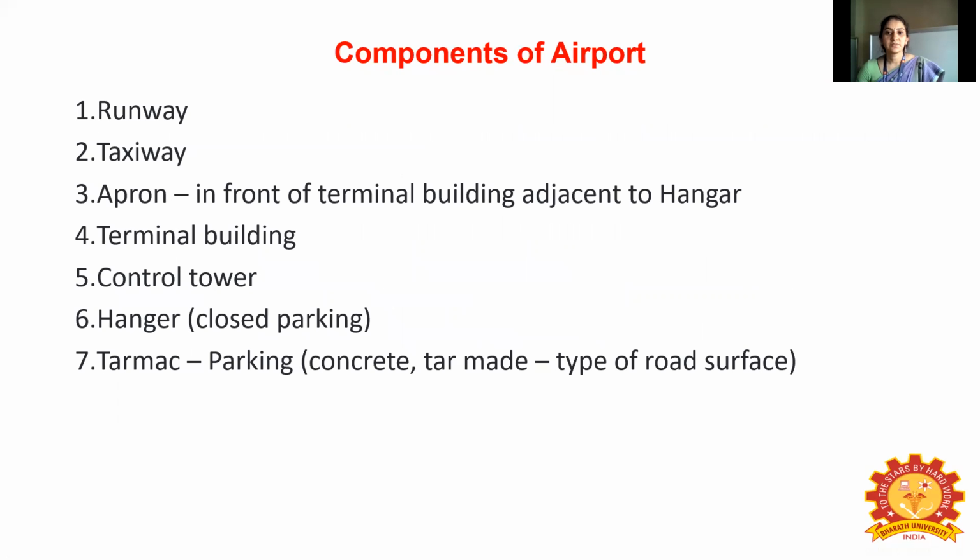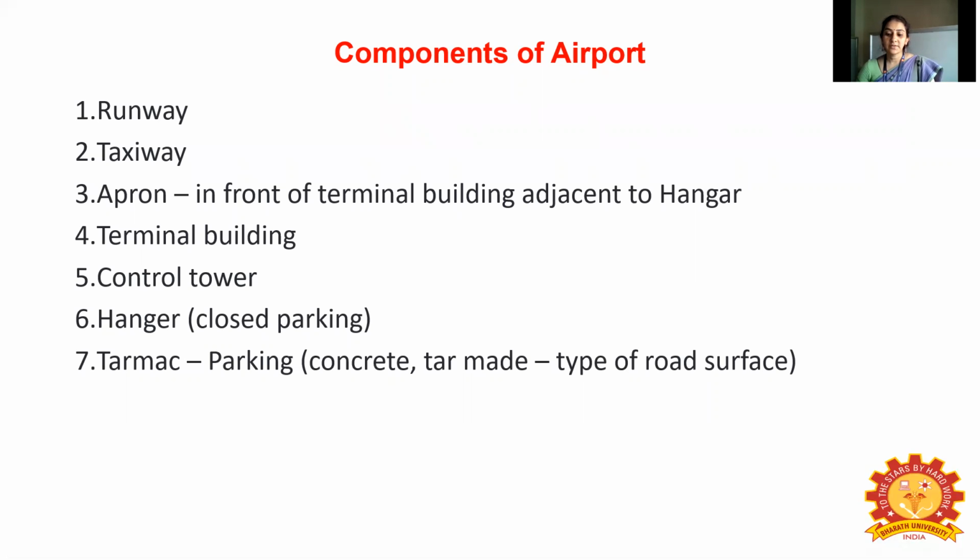And the next topic is about components of an airport. Why would we need to know about the airport components? Because if you're working in an airline, it's not that you'll only be working within the flight. Many times you'll be at the airport also, so you should know the different terminologies used, and their usage and benefits. Here we have runway, taxiway, apron, terminal building, control tower, hangar, and tarmac. These are the major components of an airport.